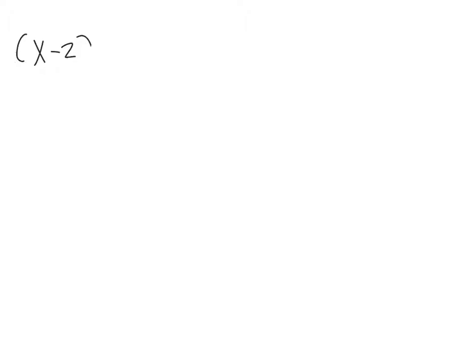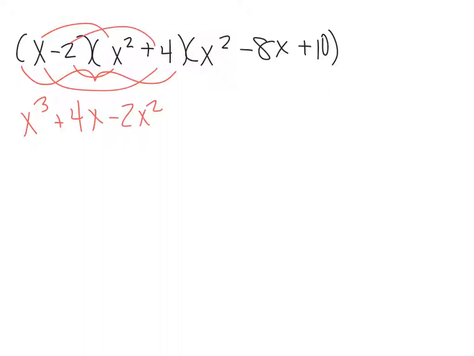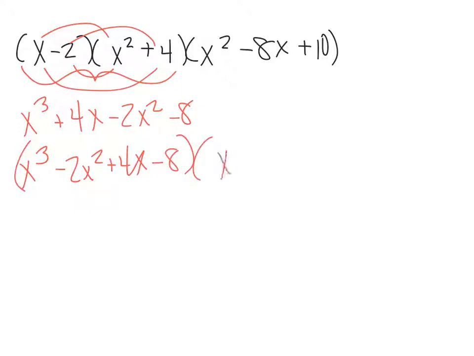So I'm at (x minus 2)(x squared plus 4)(x squared minus 8x plus 10). Let's go ahead and FOIL these. I have first times first, x cubed, outer, inner, and last. Simplify that or put it in the right order. And we can multiply that by this.